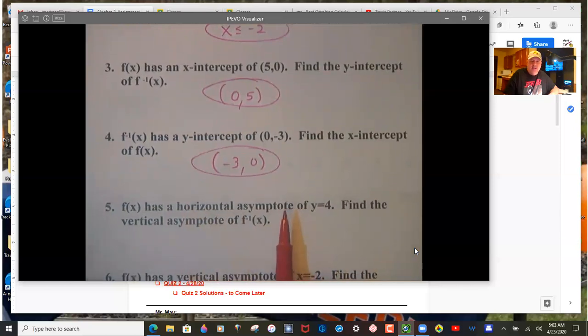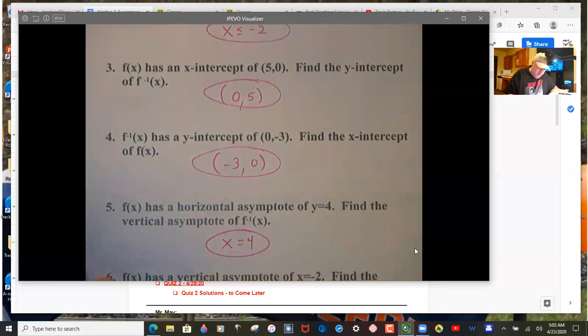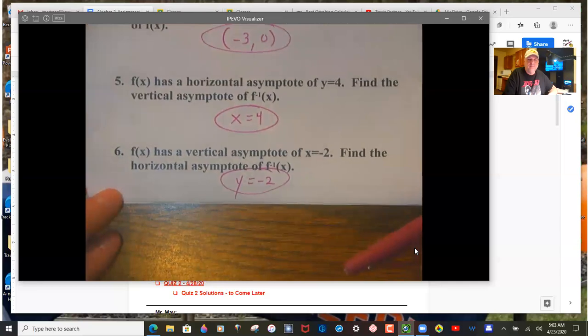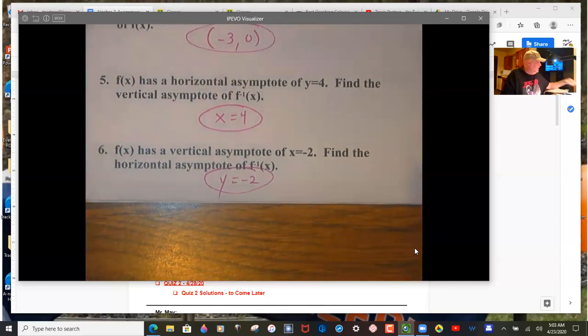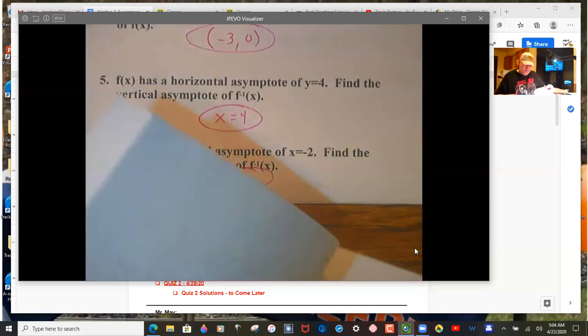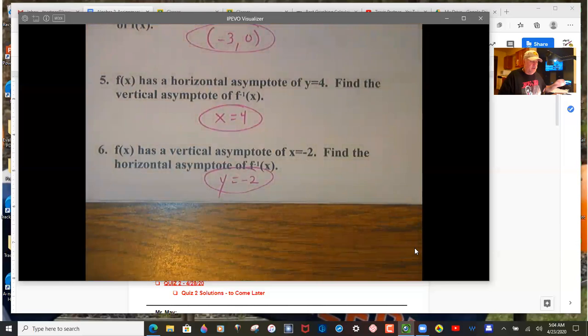You have a horizontal asymptote that will go to a vertical asymptote of 4. And then a vertical asymptote of negative 2 will go to a horizontal one of negative 2. And there is an example in the rational function example I have, you'll see how from a picture perspective that happens. Actually, I'm not going to show that, but that does happen.